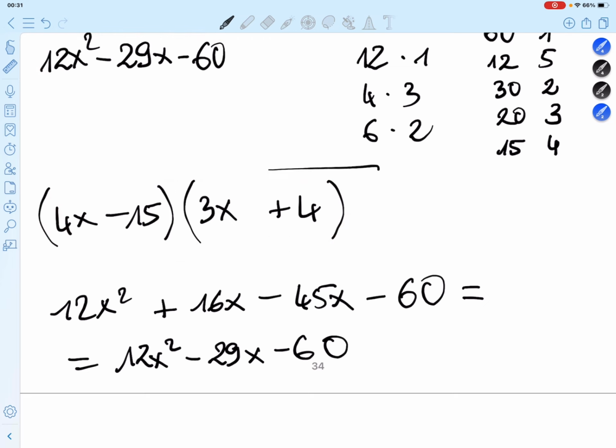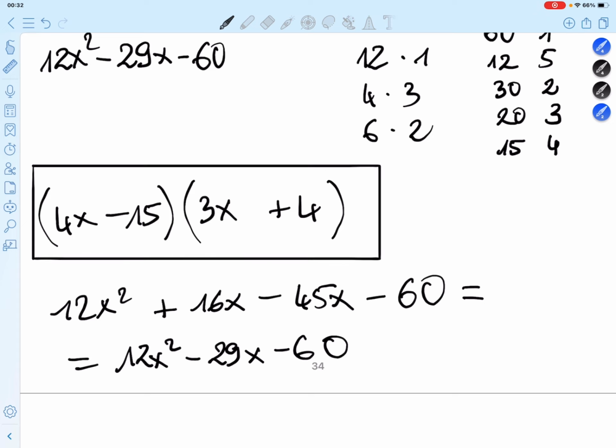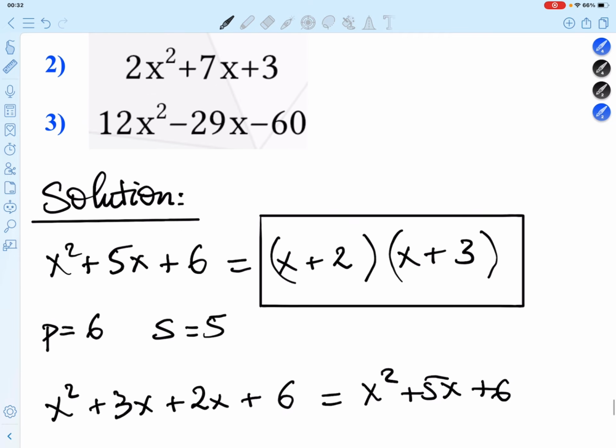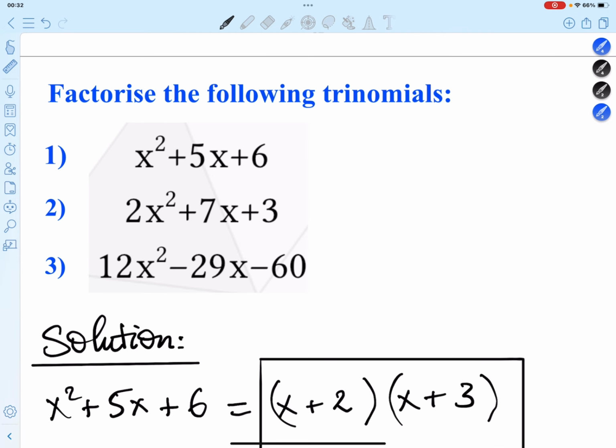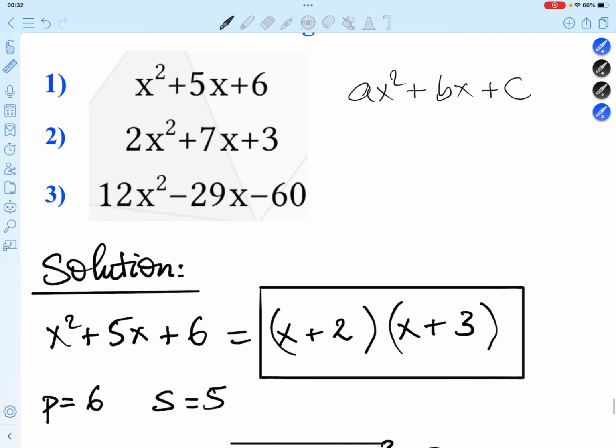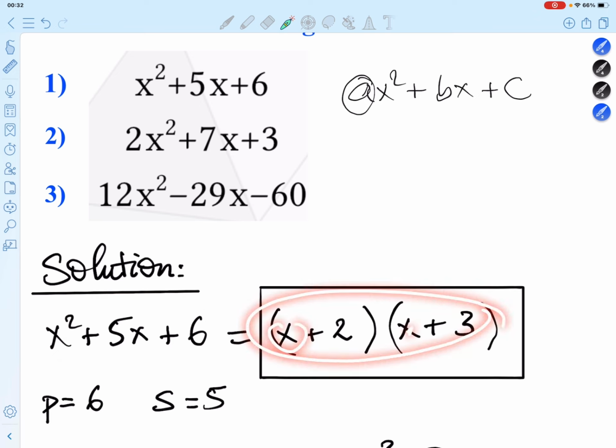So this is how we factorize quadratics. So to summarize, all quadratics that we want to factorize are in the form ax squared plus bx plus c. So in this case, if a is equal to 1, we are in the first case, this one, which is simpler to factorize. We just need to put x here, and then find these two numbers.